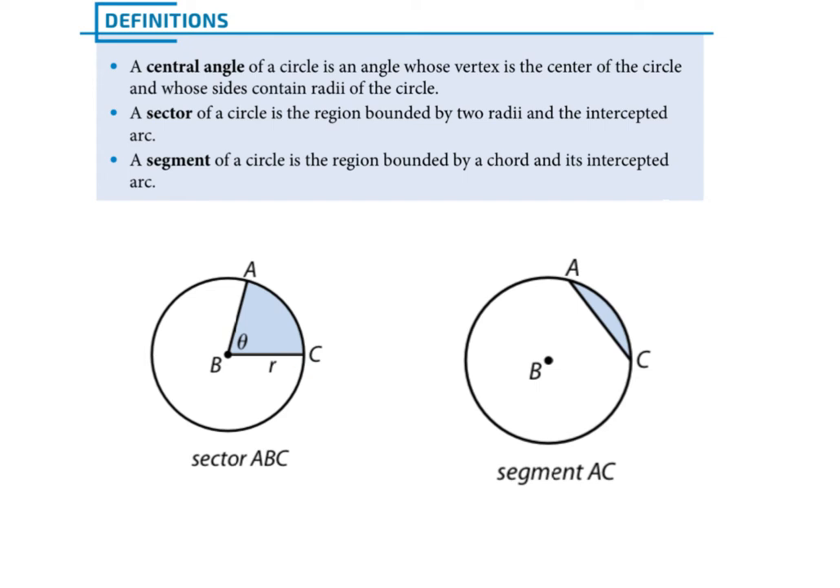A sector of a circle is the region bounded by two radii and the intercepted arc. So this is considered a sector. It looks like a piece of pie. All right, that is a sector.